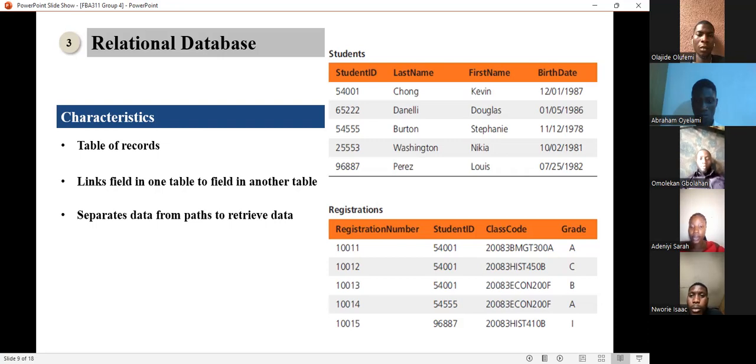Like the table we have on the screen, we have this table for the students and the registration. On the table for the student, we have the student ID, the last name, the first name, the birth date. And for the registration, we have the registration number, the student ID, the class code, and grade. And it is connecting both the student and the registration together.